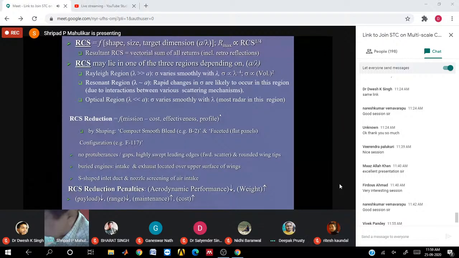Hello, sir. My name is Deepak Kumar. My question is this: how to estimate the accuracy of RCS measurement?